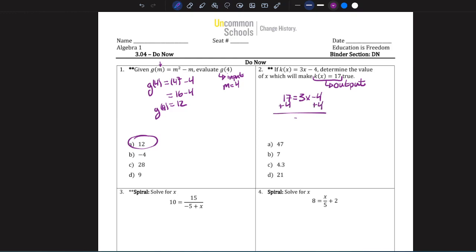Add 4 to both sides, so that 21 is equal to 3x. Divide by 3. Come up with that x is equal to 7. Now, our answer is just going to be b, right? It's just 7, it's just a value. However, I do want us to remember that should we have possibly an assessment next Tuesday, which you do, we want to be able to write this in function notation. And so I'm going to take this one step further and say that k of 7 is equal to 17.